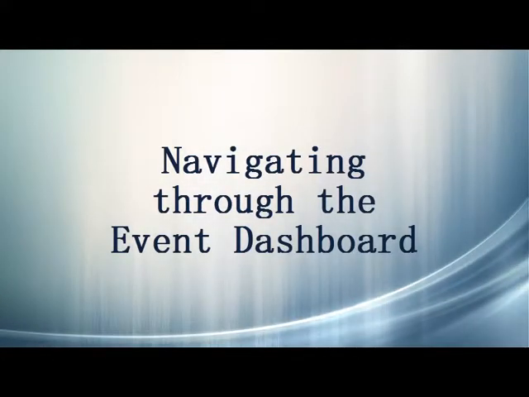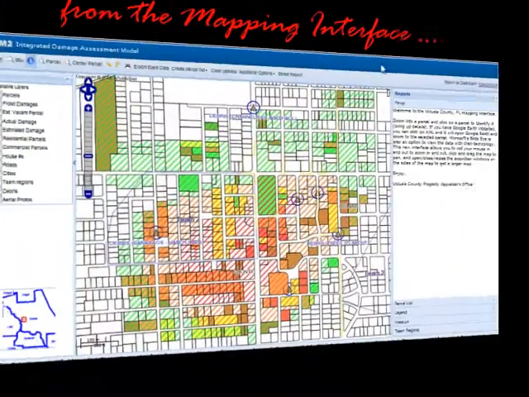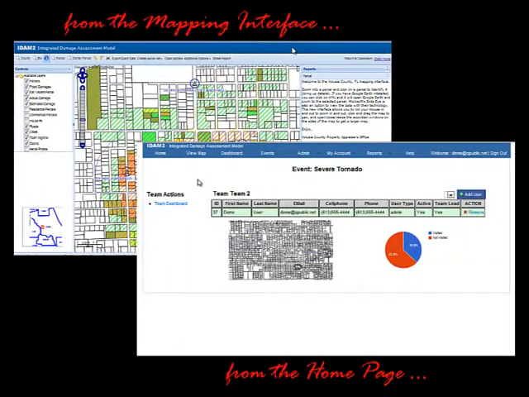To use the event dashboard, you must first log in to IDAM 2. You can then access the dashboard in several ways. From the mapping interface, you can click on Return to Dashboard on the top right-hand side of the screen, and from the home page, you can click on Dashboard located in the navigation bar along the top of the screen.